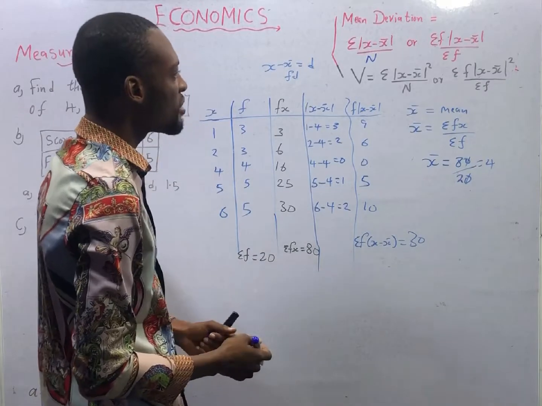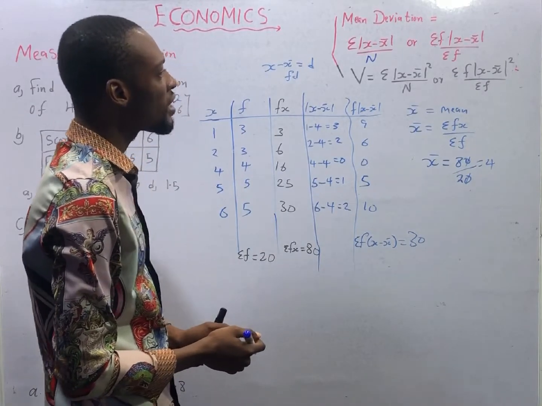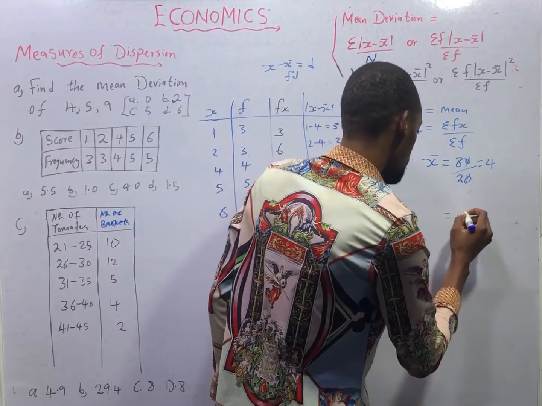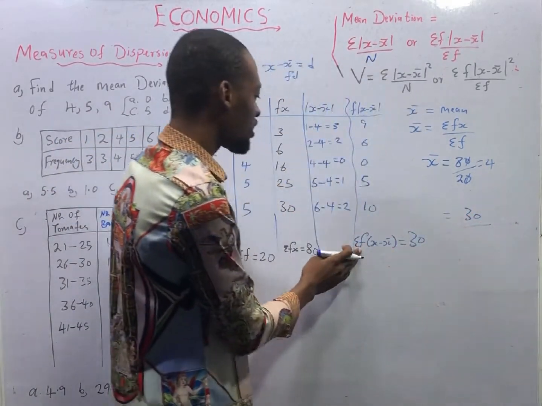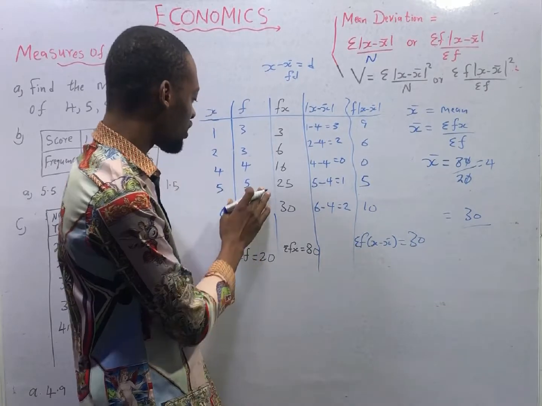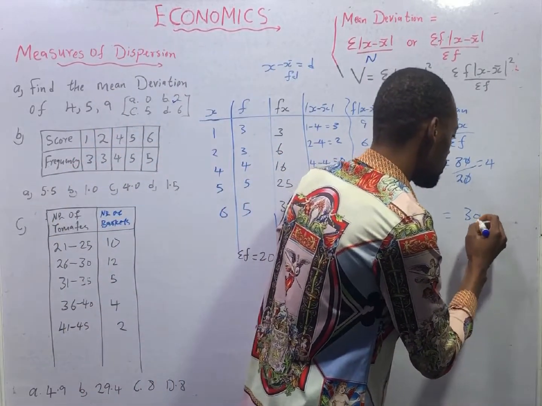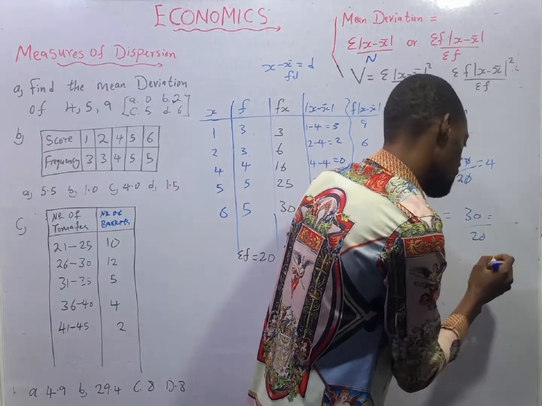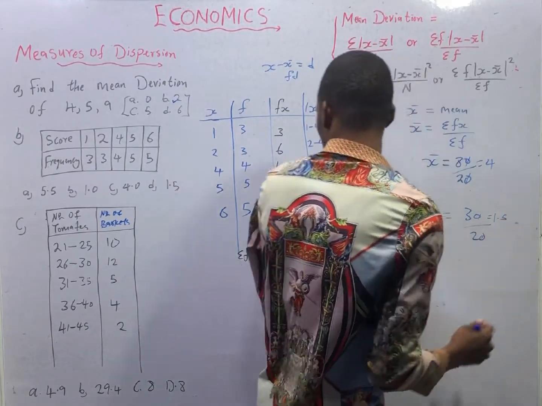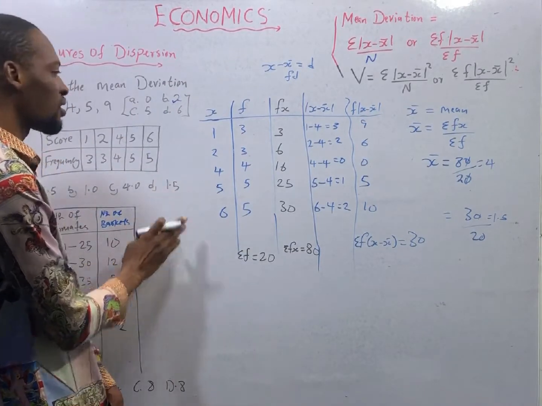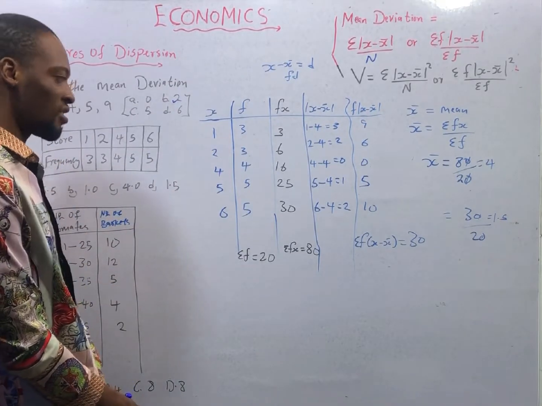So, summation of F times S minus S bar over summation of F equals 30 over the summation of F, which is 20. So this quickly gives you 1.5, if I am correct. So 1.5 is your mean deviation.